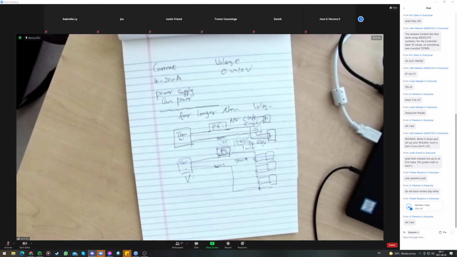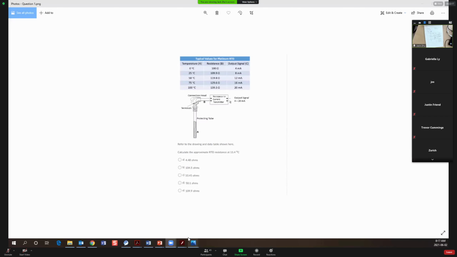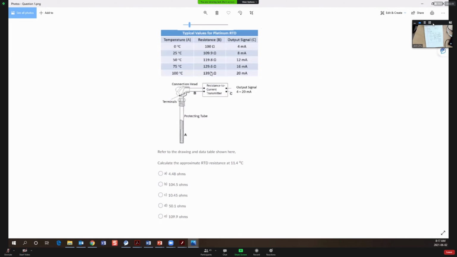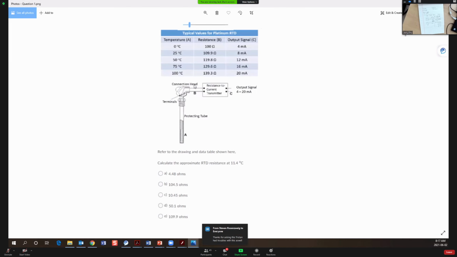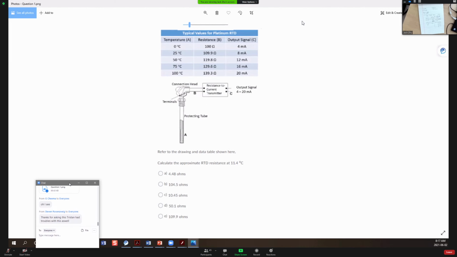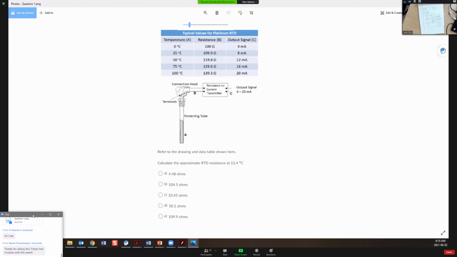Okay, I think Tristan sent me a question. Probably can make this one a little bit larger. Can you guys see it? Okay, I think that's good enough. This is probably a temperature sensor, the resistance, the output signal. So this is the temperature sensor, terminal, transmitter, everything. Where is the chat?